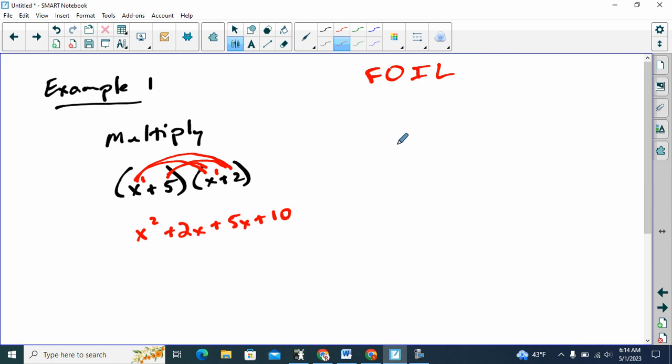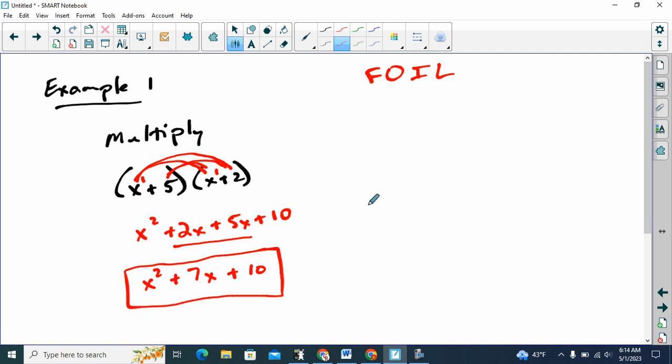FOIL: first, outside, inside, last. And then we combine any like terms we have. The only like terms we have are right here, 2x and 5x. The answer would be x squared plus 7x plus 10. That's where we've been. What we're doing now is we're going to be given a polynomial that looks like this.